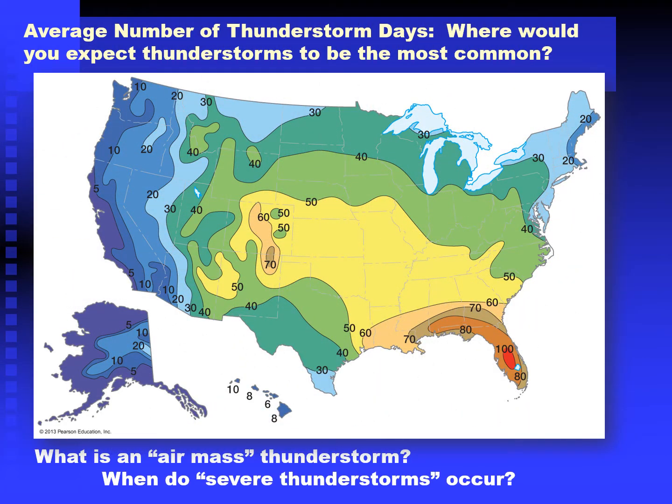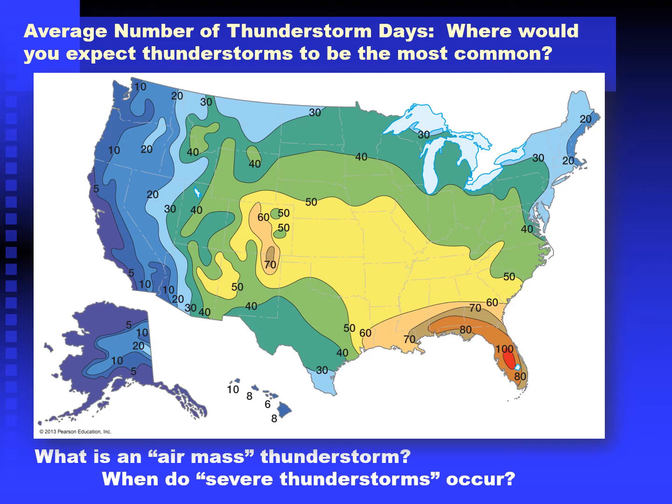So here we are looking at a map of the average number of thunderstorm days in a year. So who is winning here? It looks like Central Florida is getting more days with thunderstorms per year, an average of 100. That's pretty significant. That's roughly a thunderstorm on average every 4 days, and it kind of makes sense.